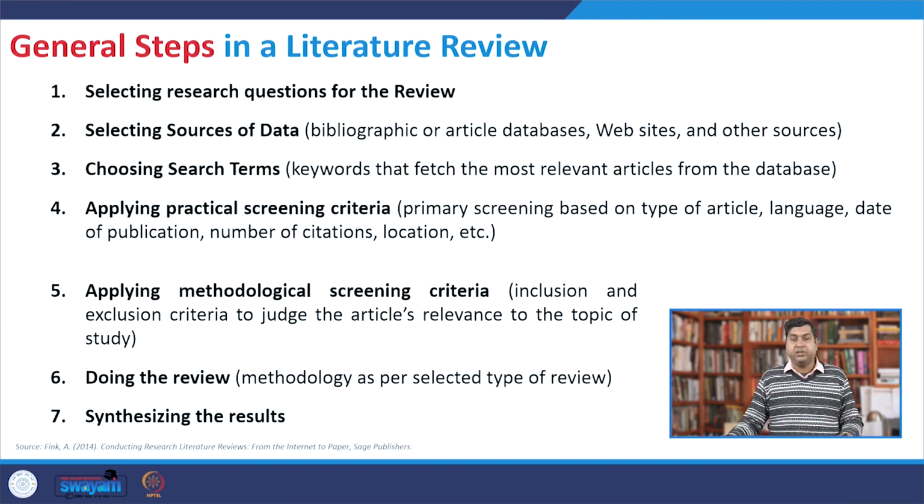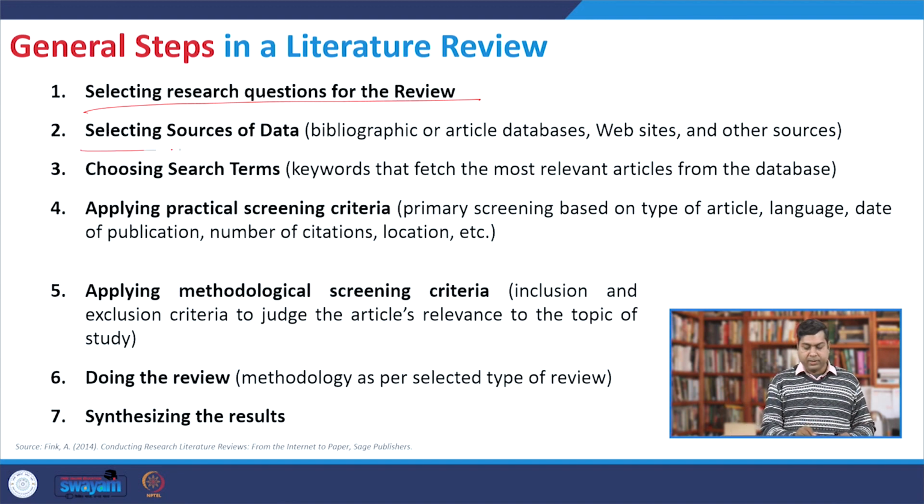Now, general steps in literature review. These steps are followed in any way you do the review, but later, when we discuss different types of literature review in detail, these steps may change a little bit; this is a more generalized set of steps. First, selecting research questions for review. This research question is a broad question: is there any work that has been done in the field, or are there any factors that are influencing this kind of phenomenon. These are the kind of initial questions you should have.